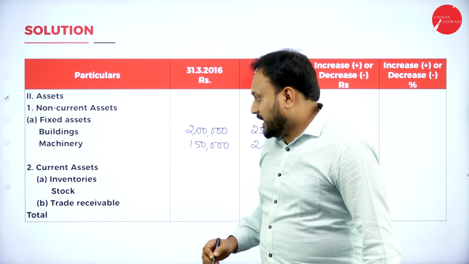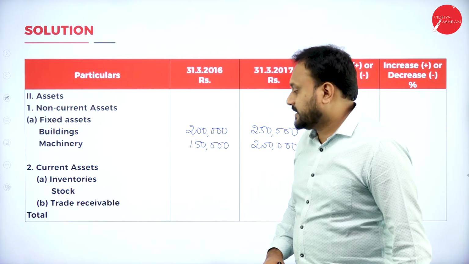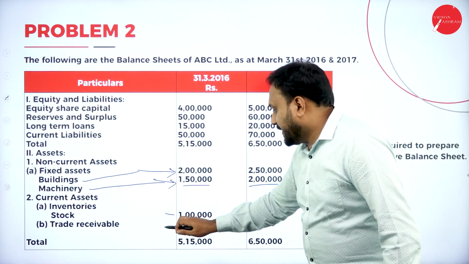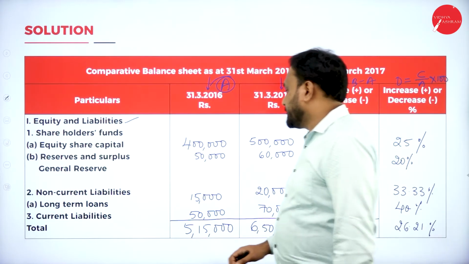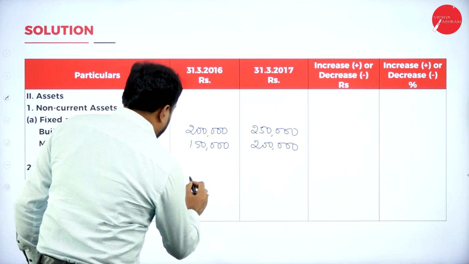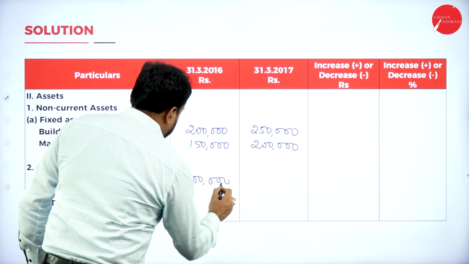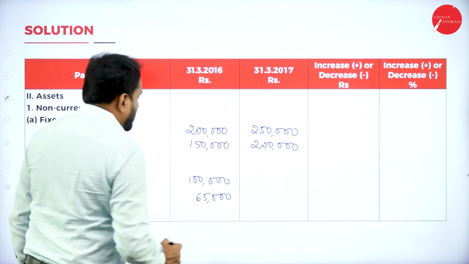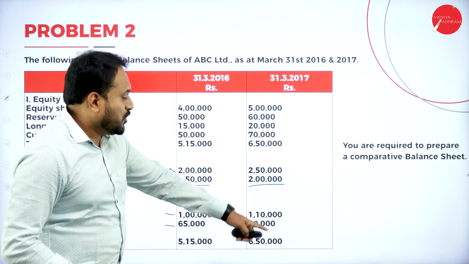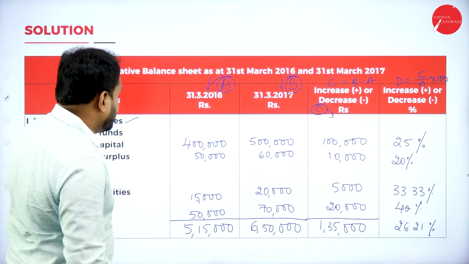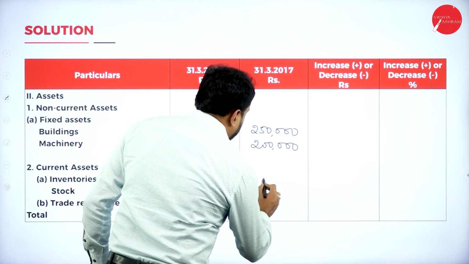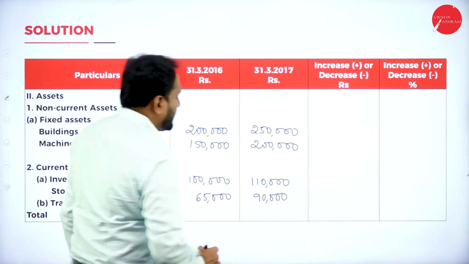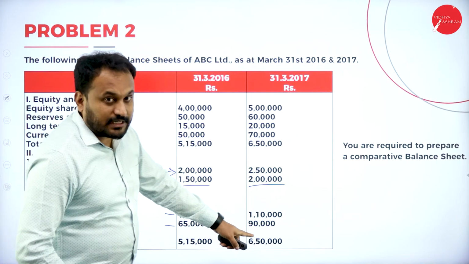In that current assets, we have something called inventory and trade receivables. So we'll go with the question here. Inventory, how much is it? 1 lakh and trade receivable is 65,000. So we'll write here 1 lakh, then 65,000. Correct? Next, 1,10,000 and 90,000 is what it is. Just recheck again, 90,000 or what? So 90,000, done.